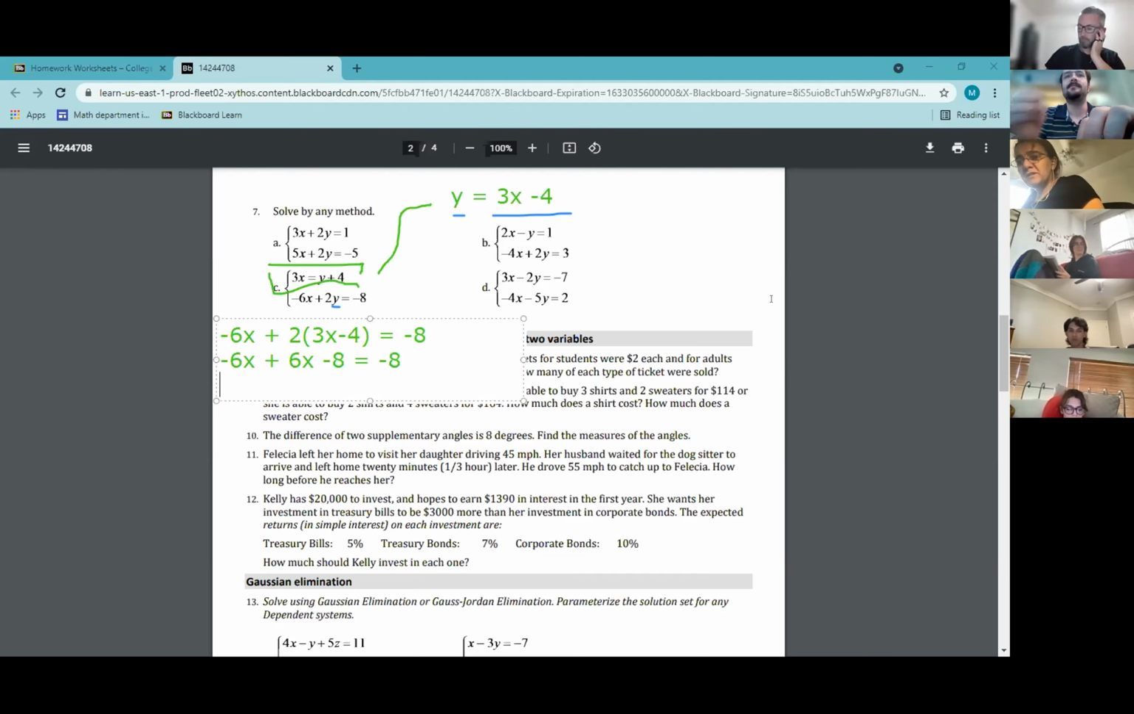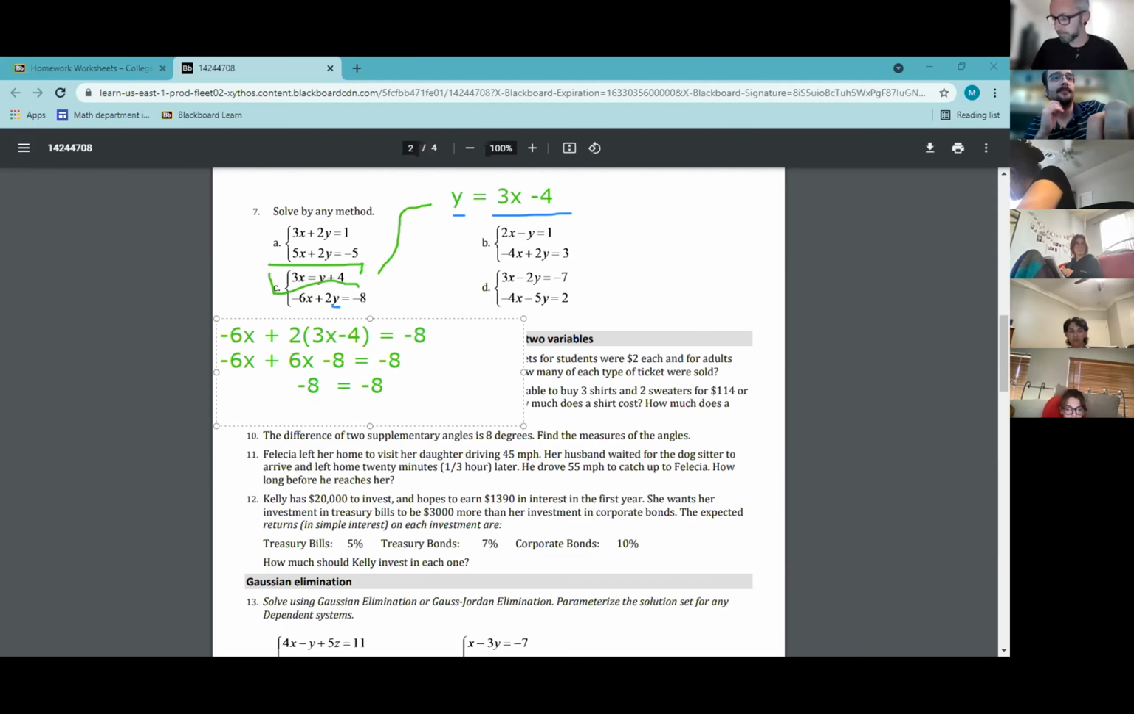Are you doing D? I'm doing C right now. Okay, your negative 6x and positive 6x cancel out, so it's negative 8 equals negative 8. What does this tell me? Infinite solutions. They're dependent, or something like that, right?